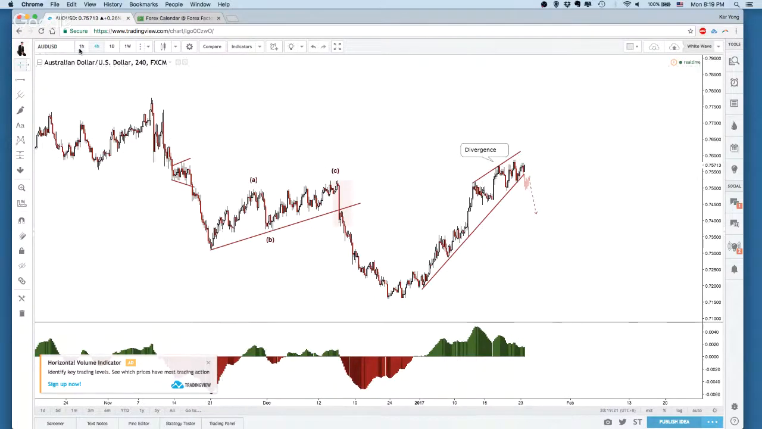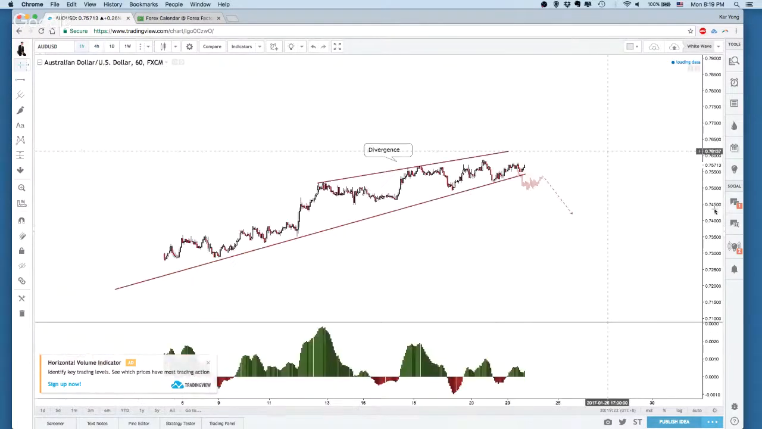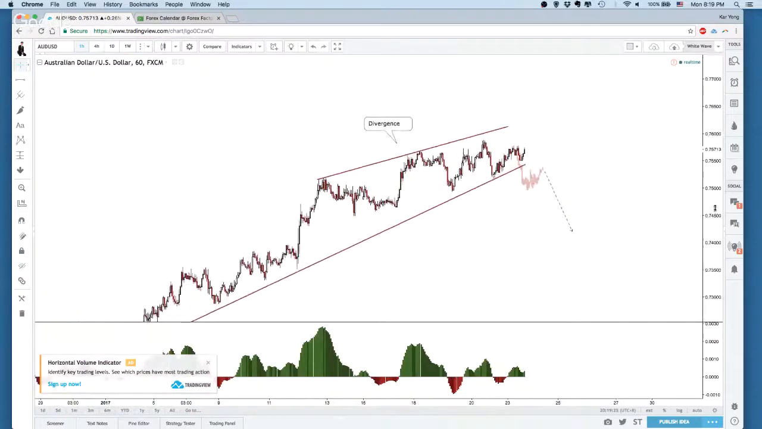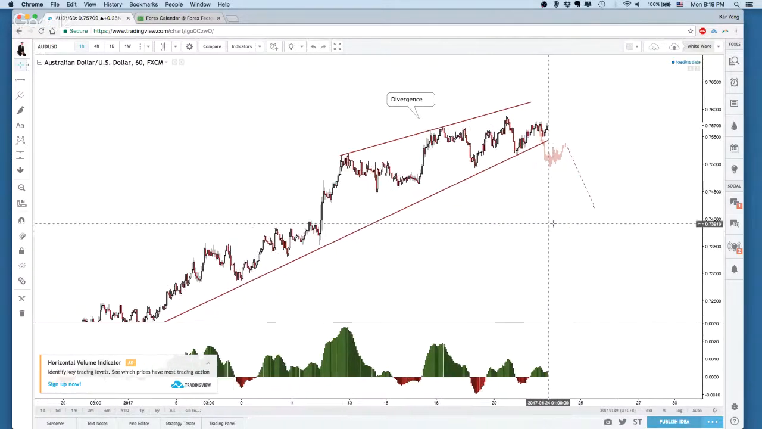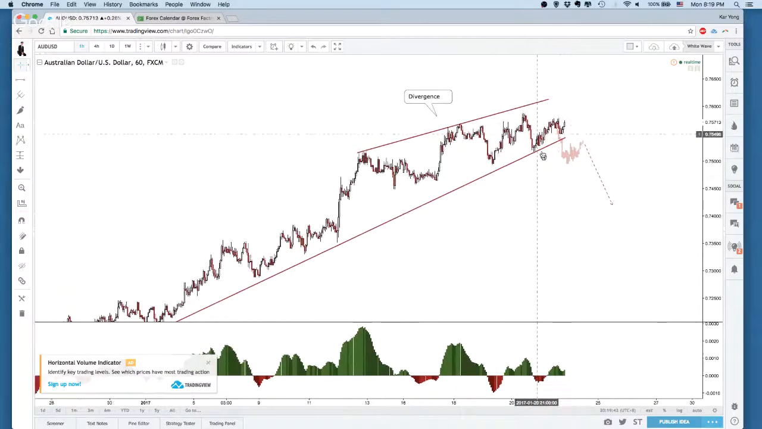On the H1 it is even clearer. You can see very clear signs of divergence with the MACD already. Price is printing a higher high, but your MACD is showing a very clear sign that it's printing a lower high. This kind of divergence with this kind of structure formation is telling you that when the reversal comes, it's going to come very sharp. Now it's still not showing you that it's ready to reverse.